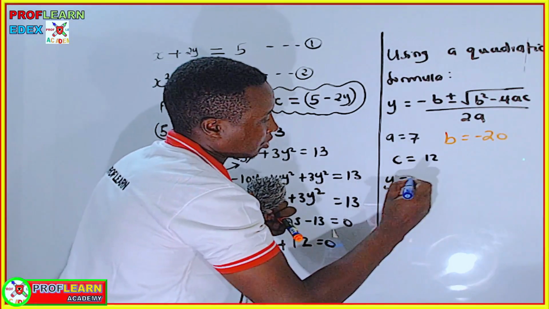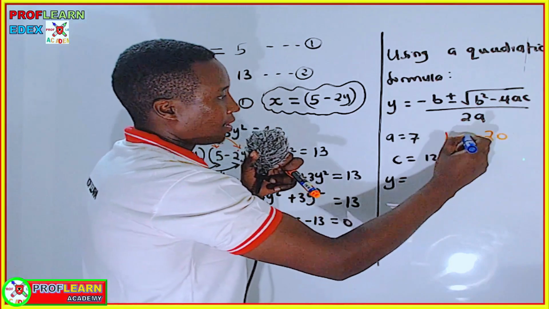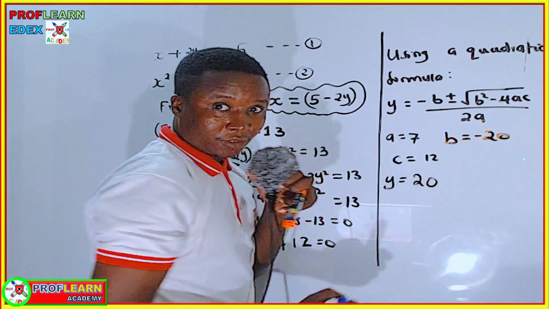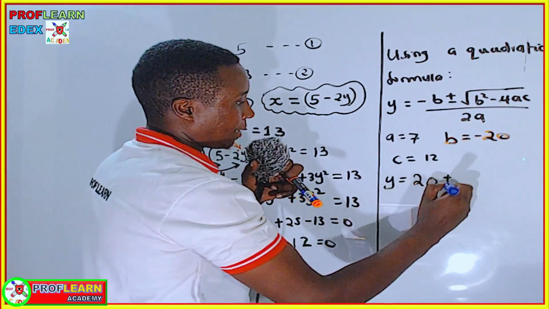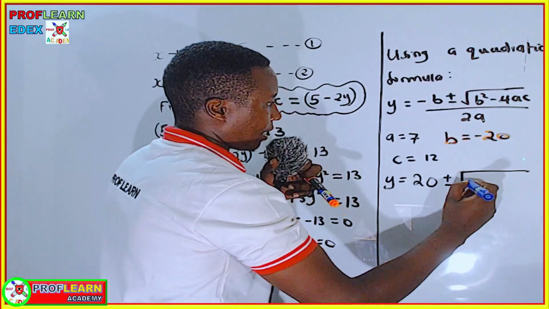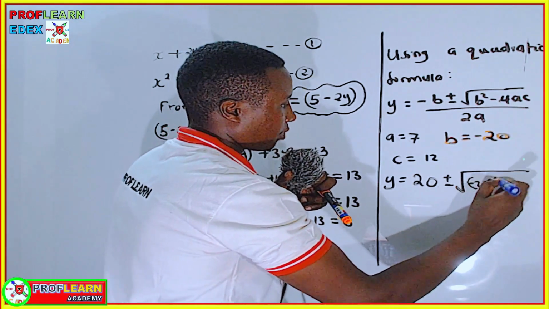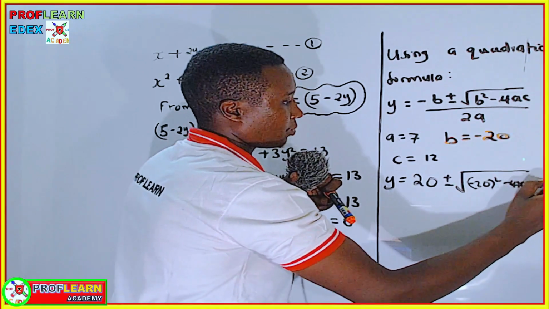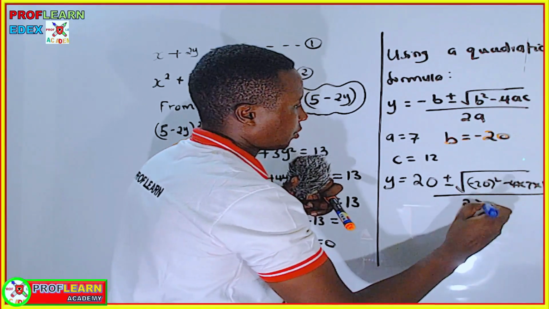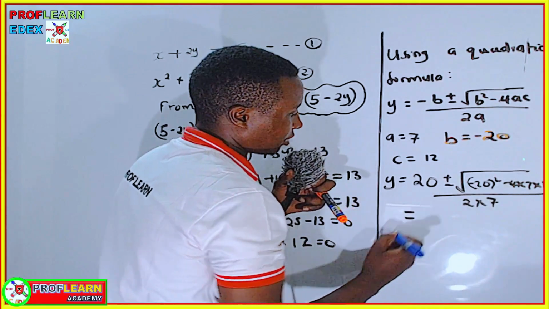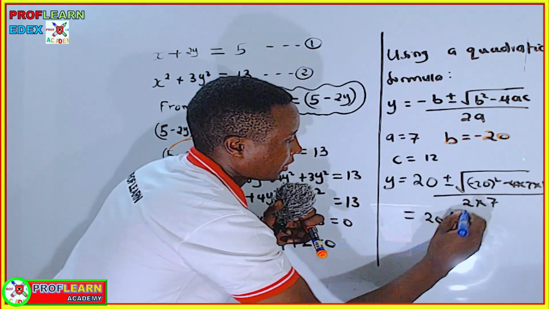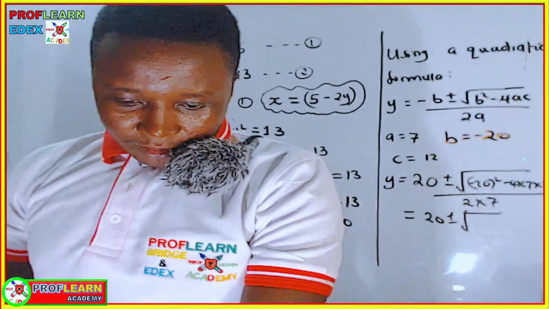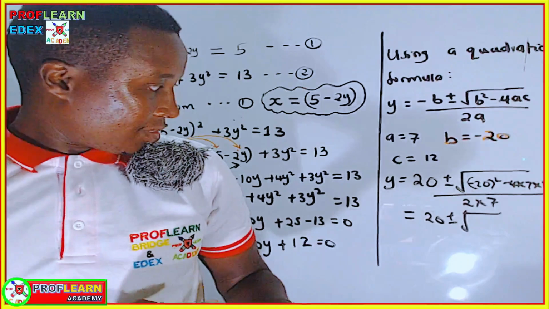So meaning y is going to be minus b. But this b is already negative 20, so it's going to be positive 20. Then plus or minus the square root of negative 20 squared minus 4 times a, which is 7, times c, which is 12, divided by 2 times a, which is 7. This translates to 20 plus or minus the square root of. I want to put everything in the calculator so that we can work it out.